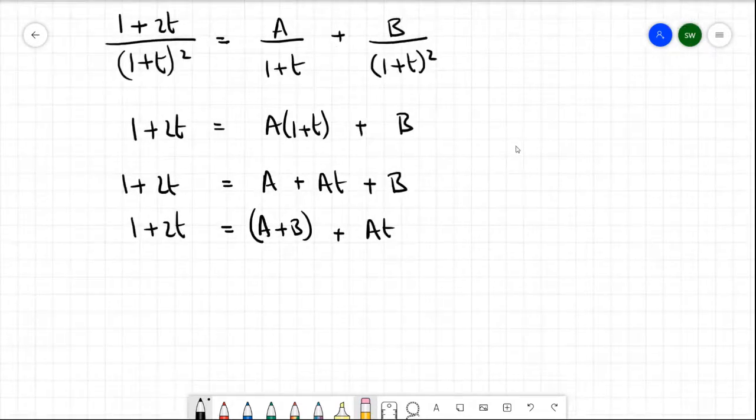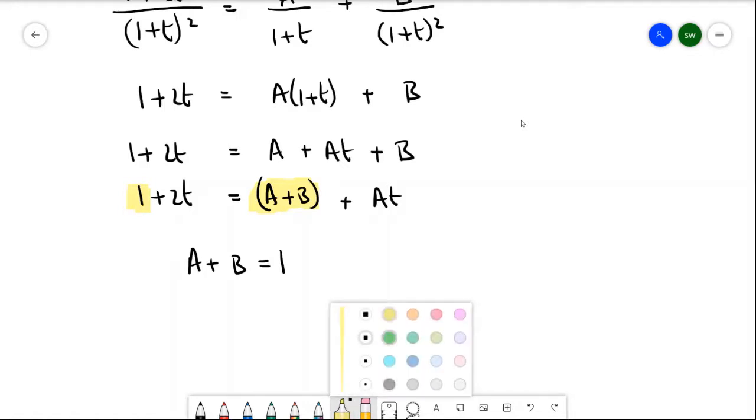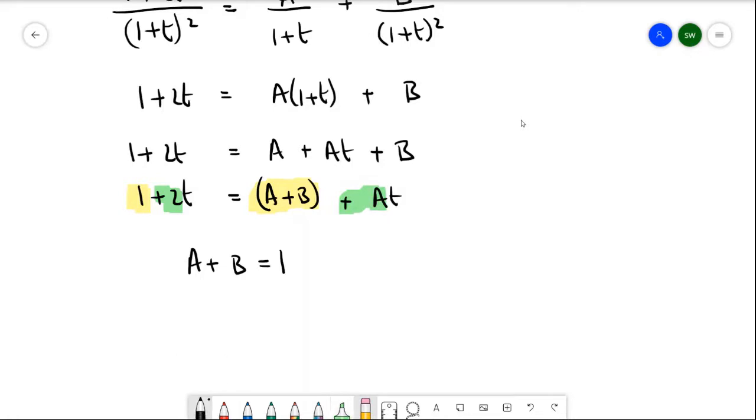So if I compare coefficients, I know that the constant on the left-hand side, which is 1, has to be equal to the constant on the right-hand side. So I know that A + B equals 1. And I also know that the coefficient of t on the left hand side, which is 2, has to be equal to the coefficient of t on the right hand side, which is A. So I know that A equals 2, and therefore B equals -1.